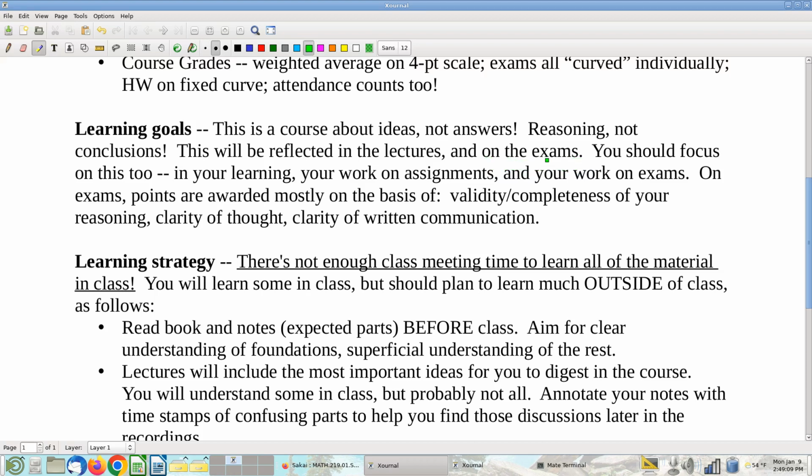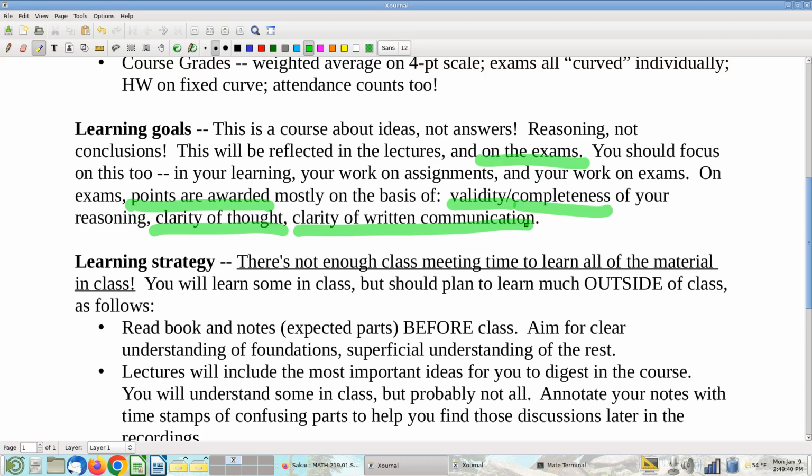Okay. All right. Rather, on exams, points are going to be awarded not on the basis of whether you have the right answer at the bottom of the page. It's mostly: is your reasoning valid? Is your reasoning complete? How clear is the thinking that you've communicated? And how clearly have you communicated in writing?